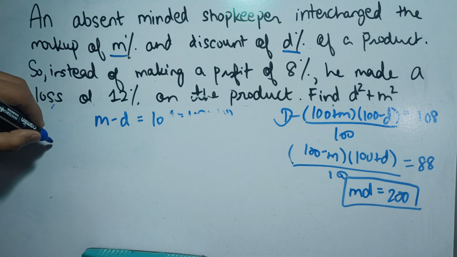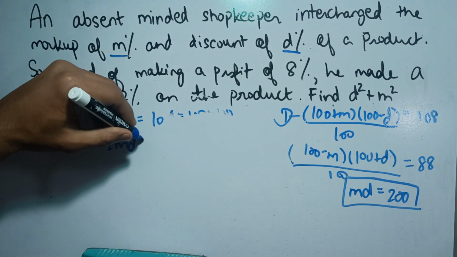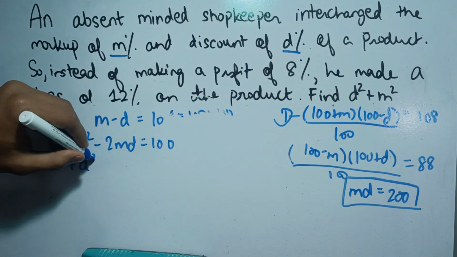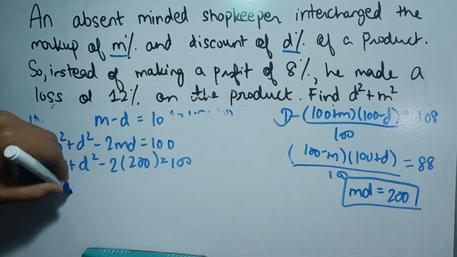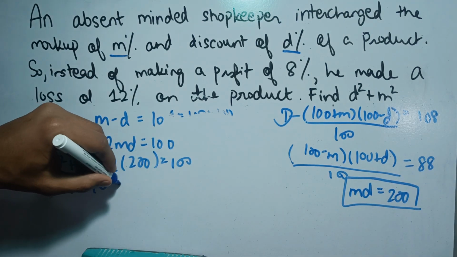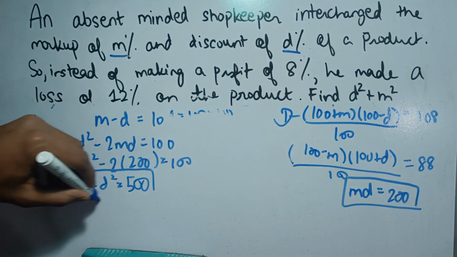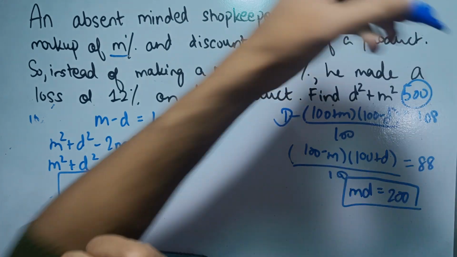If we do squaring on both sides, we'll get M square plus D square minus 2MD is equal to 100, and we have MD as 200, so M square plus D square minus 2 into 200 is equal to 100. So M square plus D square is equal to 100 plus 400, that is 500. So this is the answer for the question, that D square plus M square is 500.